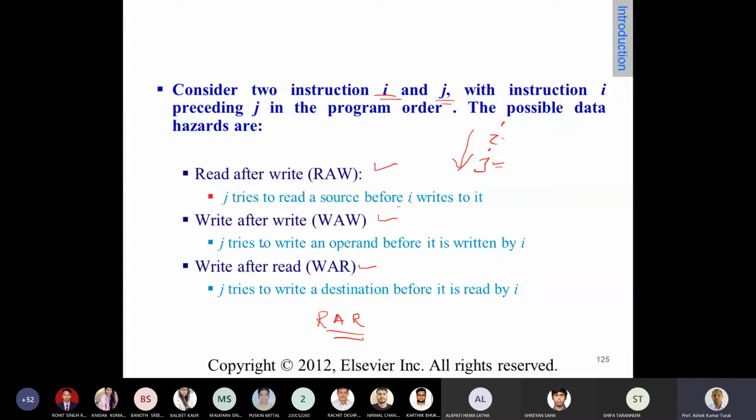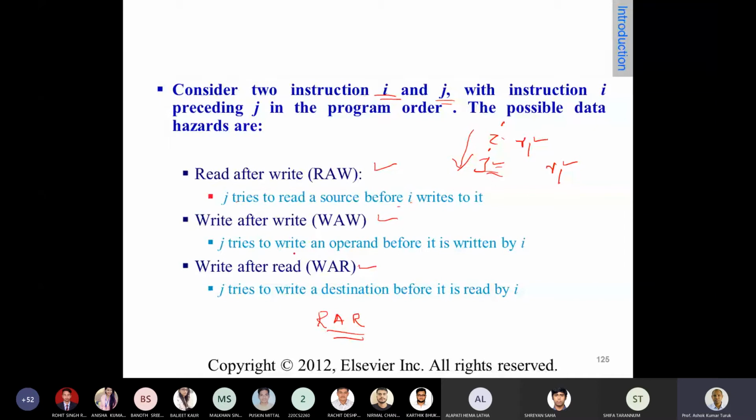In a read after write, instruction I is writing to some register R1, and instruction J is reading from that register R1. So J is trying to read the register R1 before instruction I writes to the register R1. So we call it the read after write hazard.